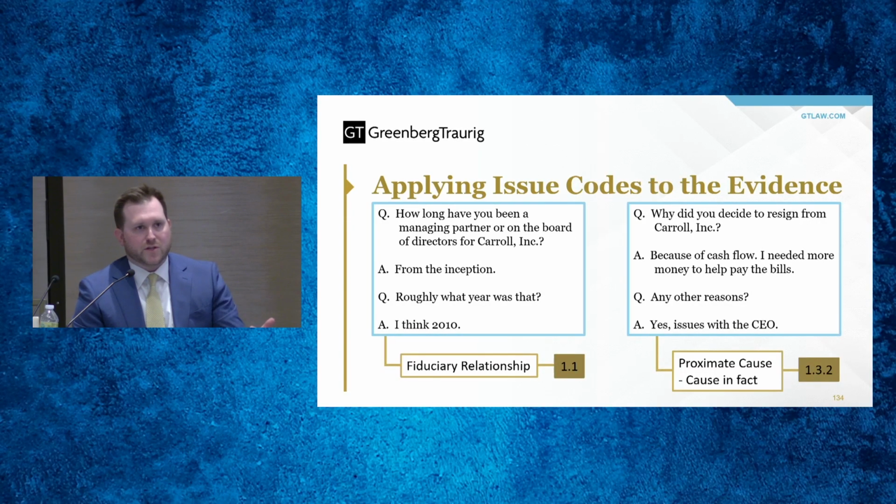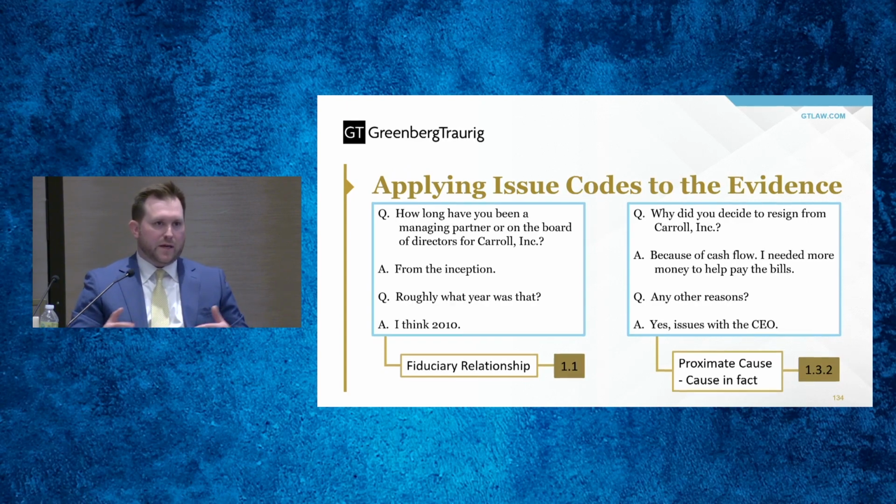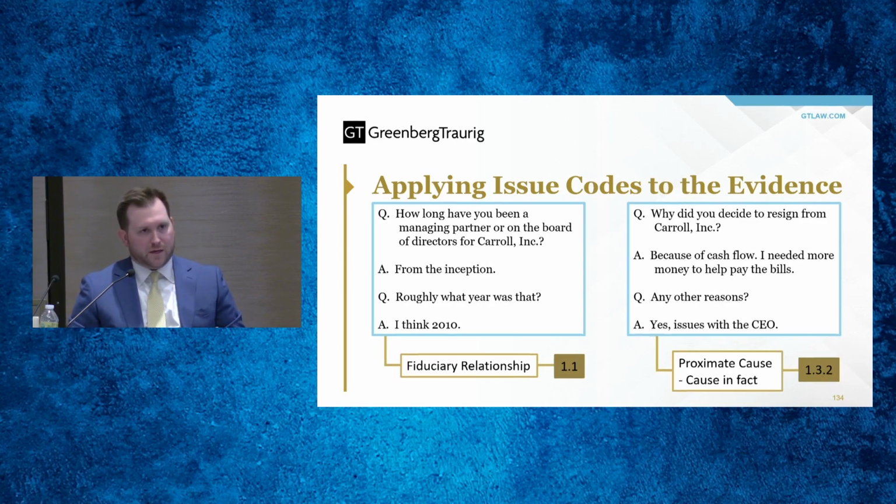So once you have done the issue codes, then this is where it starts to kind of get fun because you want to take the issue codes and apply them to the evidence. And you want to tag the evidence with the issue codes. And the way that we do this is we've got various programs. We use Opus at GT. And you go into Opus and you plug in all of the issue codes that we just looked at, from 1 to whatever it may be. And then you load in the deposition transcripts. You load in the documents to the program.